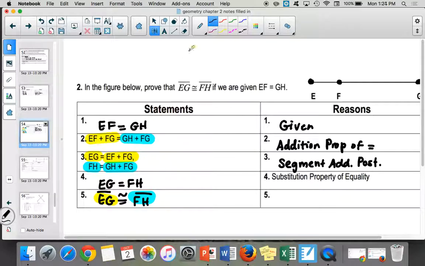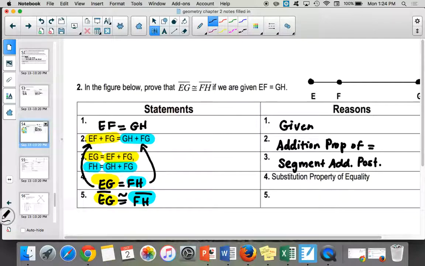We're substituting, oh, whoops, wrong color. I can't mess up my colors. Where did my highlighters go? I'm substituting this one into here, and I'm substituting this one into there. Do you guys see it? So we can say EG is equal to FH. Does that make sense? So if you need to use highlighters or whatever, sometimes that helps. All right, so our reason is by substitution property of equality.